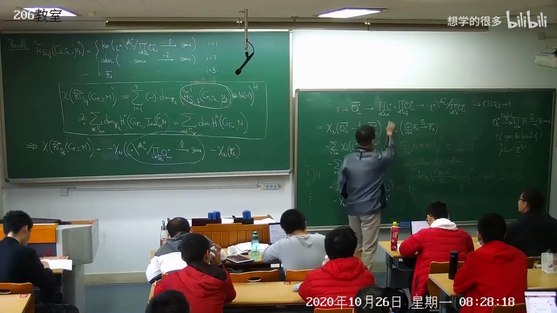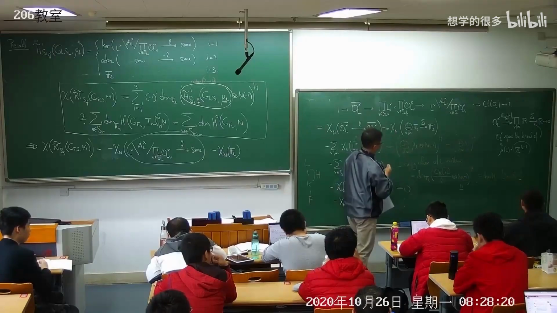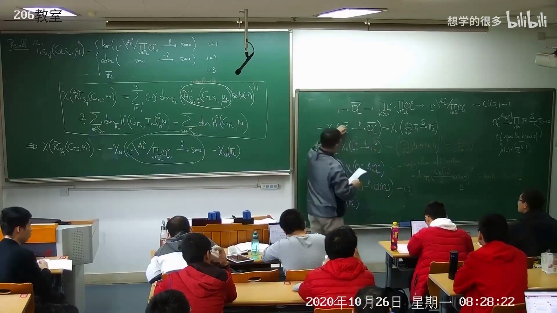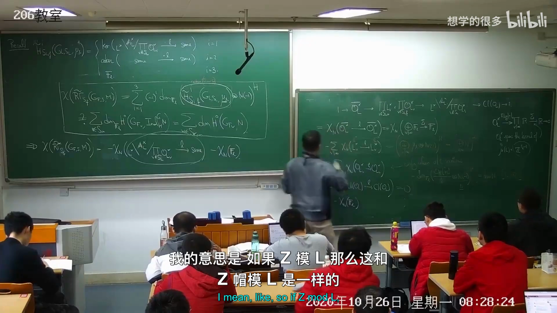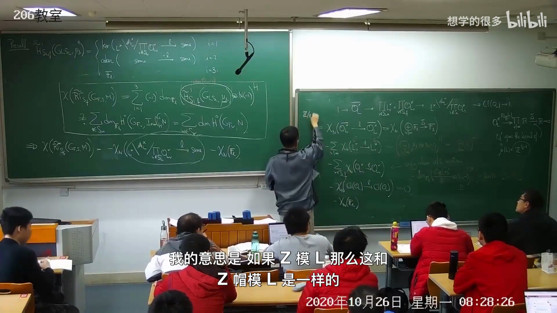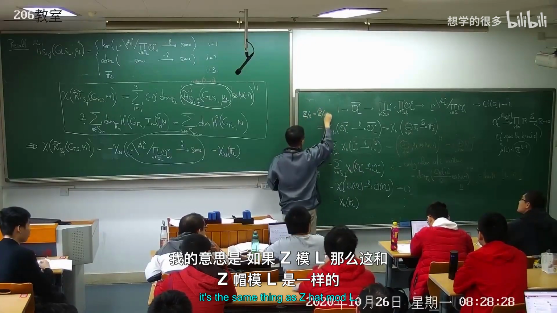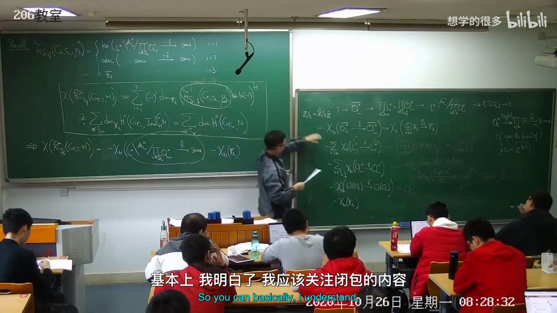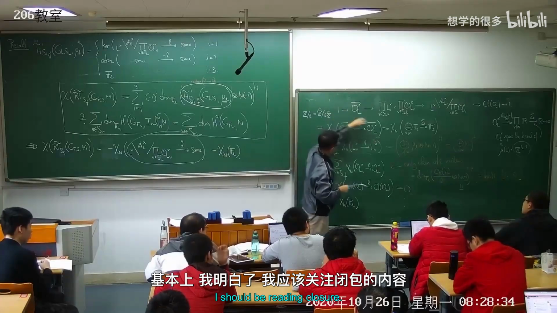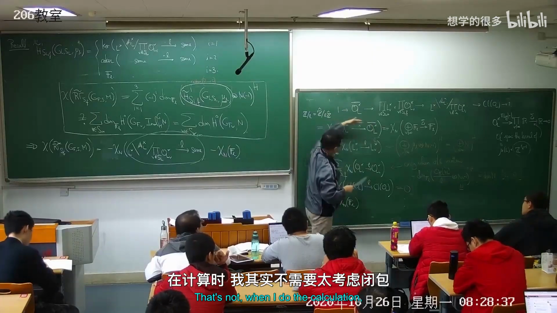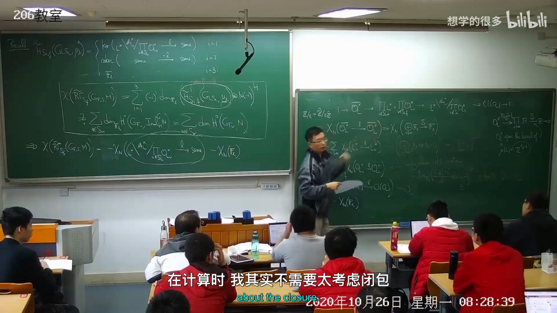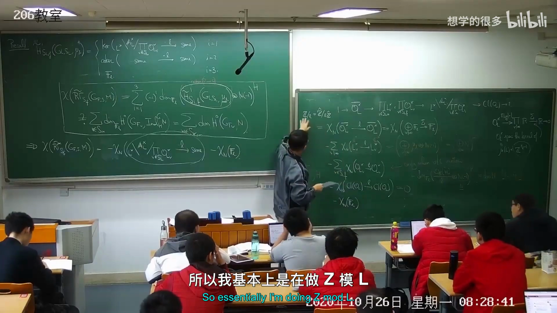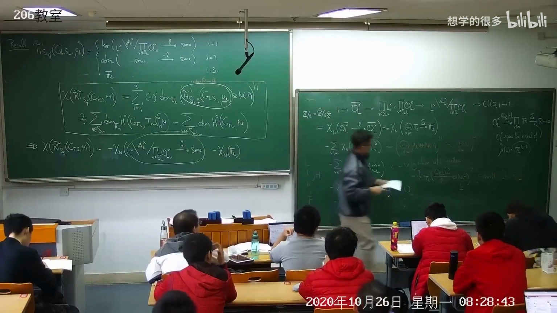Oh, so it's minus, huh? Oh, so closure. I mean, closure doesn't really matter. If Z mod L is the same thing as Z hat mod L, then closure doesn't really matter much. I understand it should be written with a closure, but somehow when I do the calculation, I don't have to think too much about the closure. So essentially, I'm doing Z mod L.